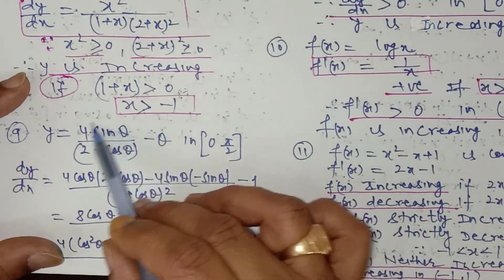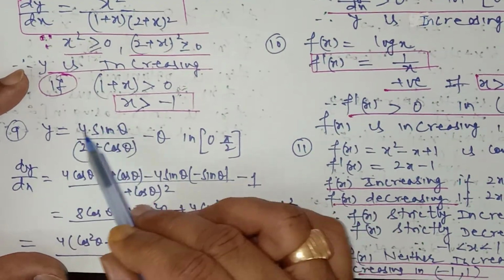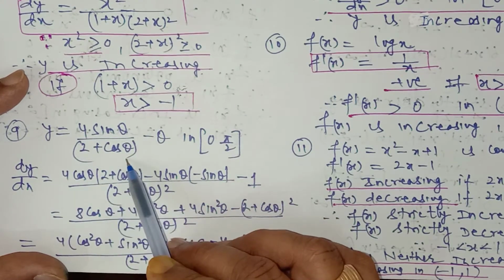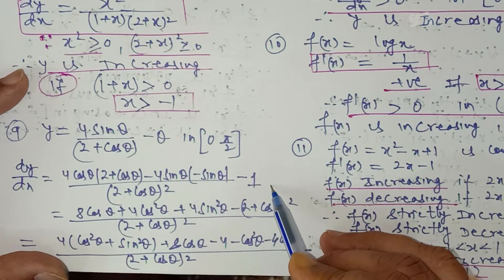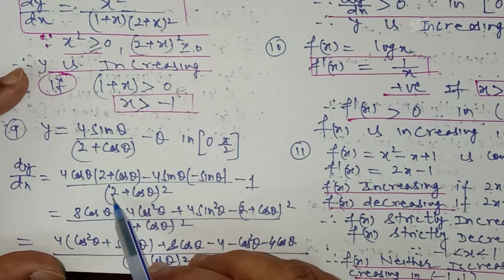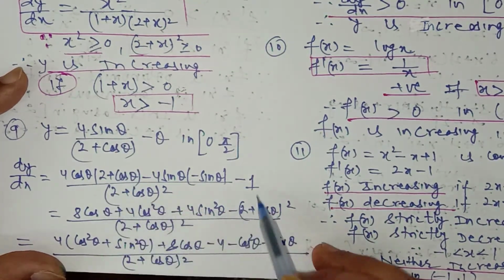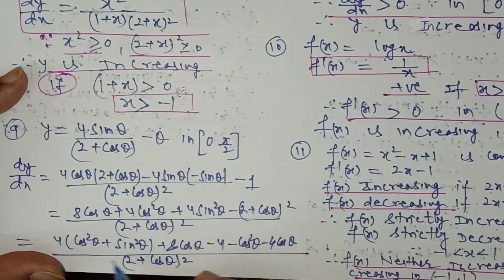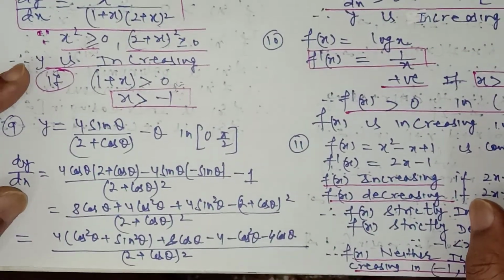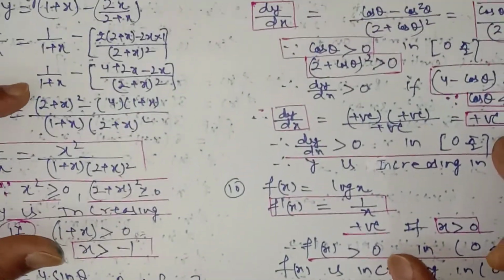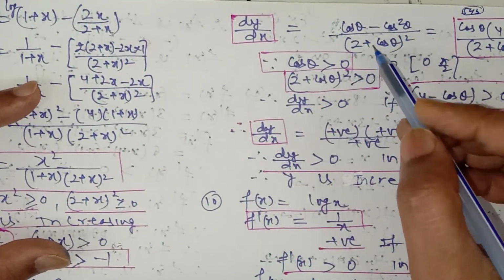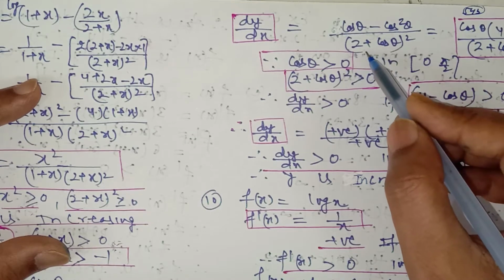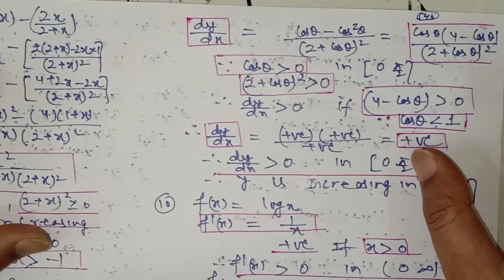Now you simply find the derivative of this by using the quotient rule for 4 sin theta upon 2 plus cos theta, and the derivative of theta will be equal to 1 with respect to theta. Now differentiate it by using the quotient rule. Simplify this expression carefully, and I have obtained dy/dx as 4 cos theta minus cos square theta upon (2 plus cos theta) whole square.